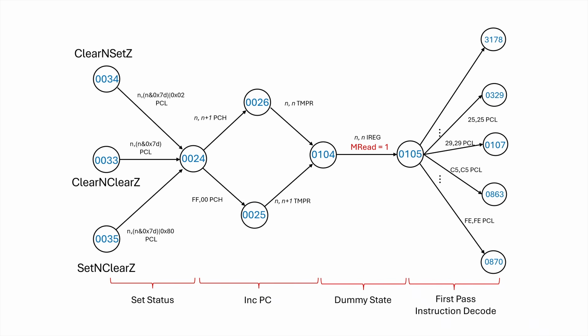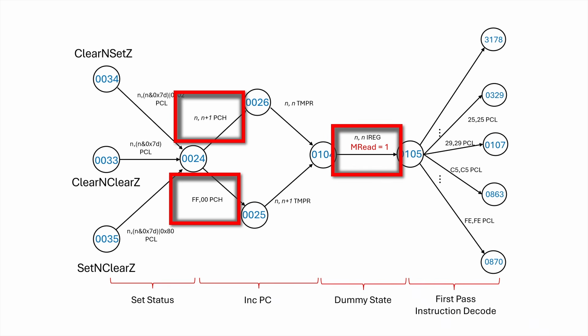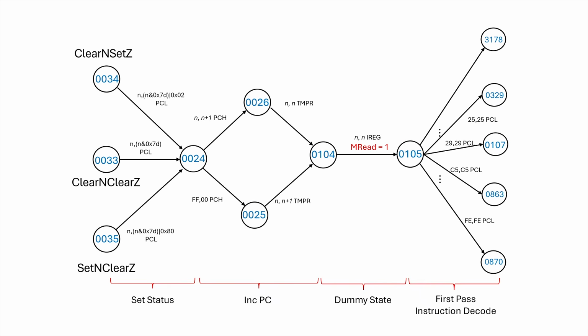Now, the reason that's there is because we want to pipeline the architecture later, and we don't want the memory read to be immediately after setting the memory address registers. But more on that later. In state 104, we set up state 105 to do a main memory read into the instruction register, and there we have it. We're back at state 105, which is where we began. We've just done one complete loop of the fetch, decode, execute cycle.